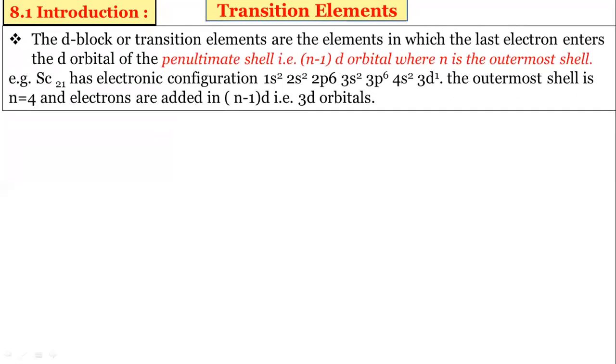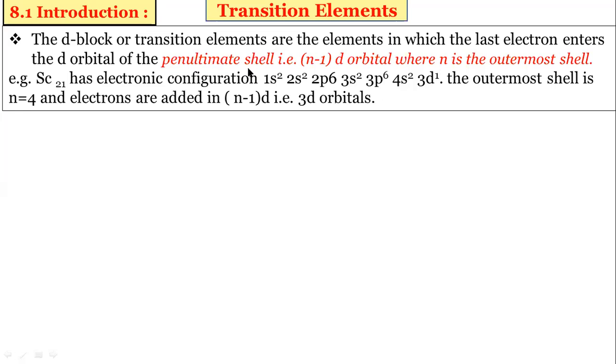Now I'm coming to the transition elements. These are also called as the D block elements, remember. So what are the transition elements? According to the definition of S block and P block, also in case of D block elements, the last electron enters in D orbital. But this D orbital is not in the last shell, it is in the penultimate shell. I will explain this penultimate shell.